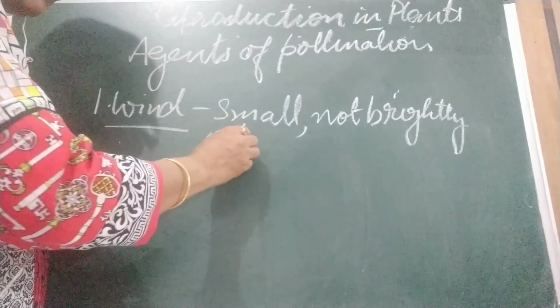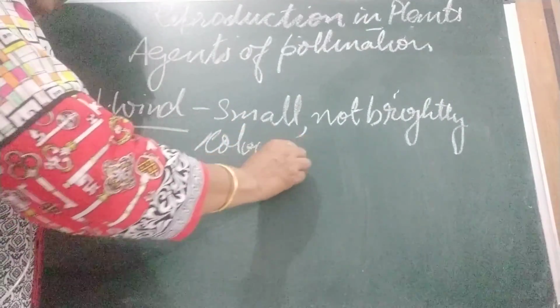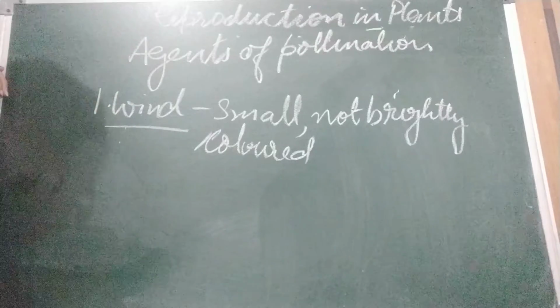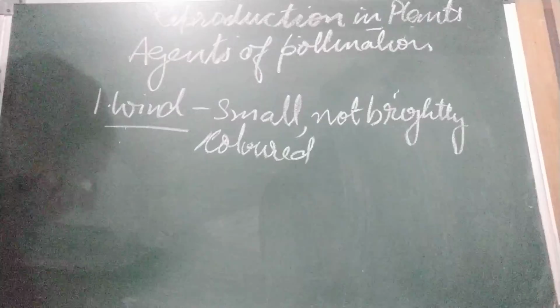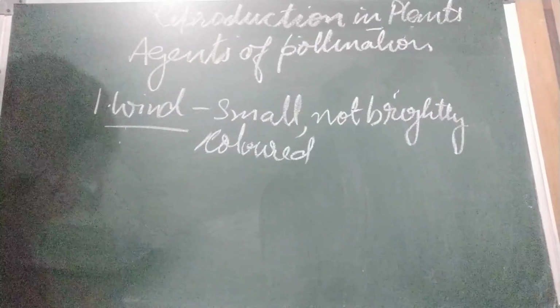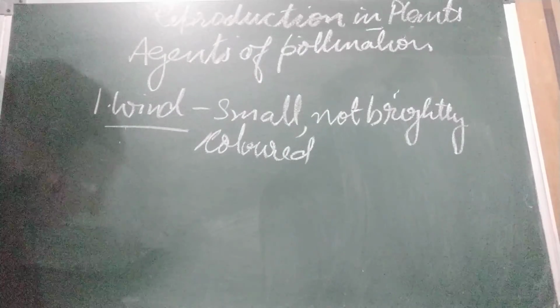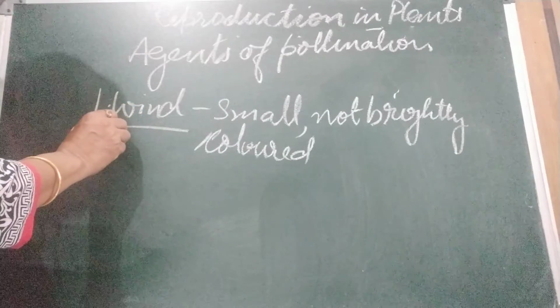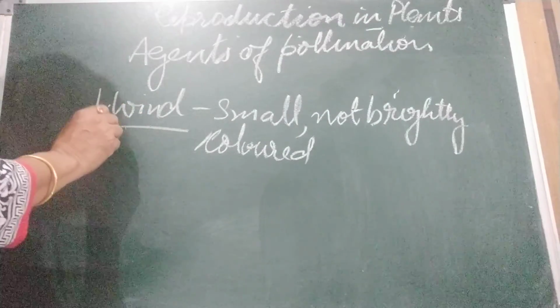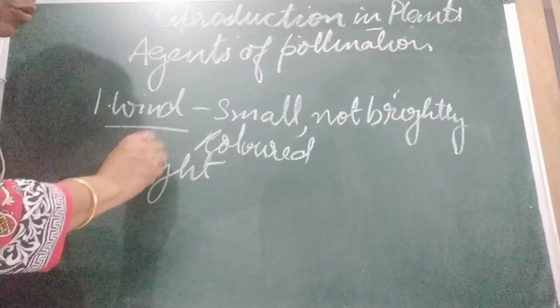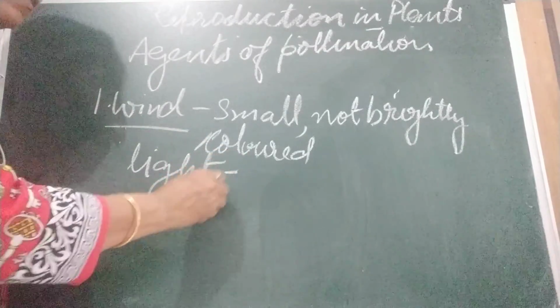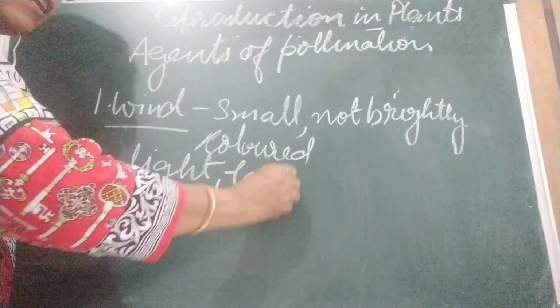Okay, they need not attract insects because they are going to be pollinated by wind, and they do not produce nectar. They don't want to attract insects. Pollen grains which are dispersed by wind are very light, and they are produced in large number.